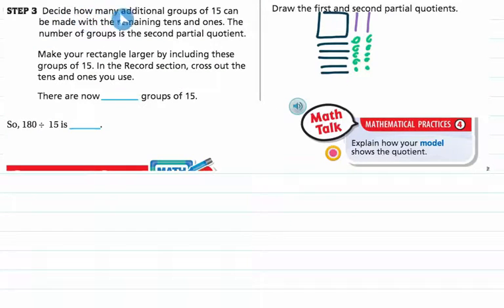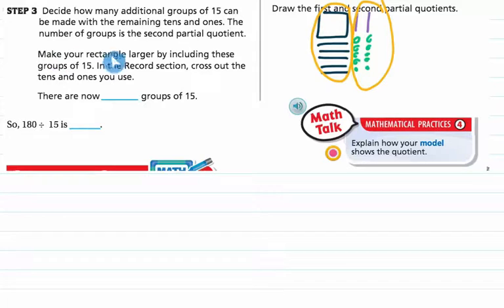Step 3, it says decide how many additional groups of 15 can be made from the remaining tens and ones. We know that's 2 groups. The number of groups is the second partial quotient. And what you'll notice is that we have one quotient, and then we have our second partial quotient.